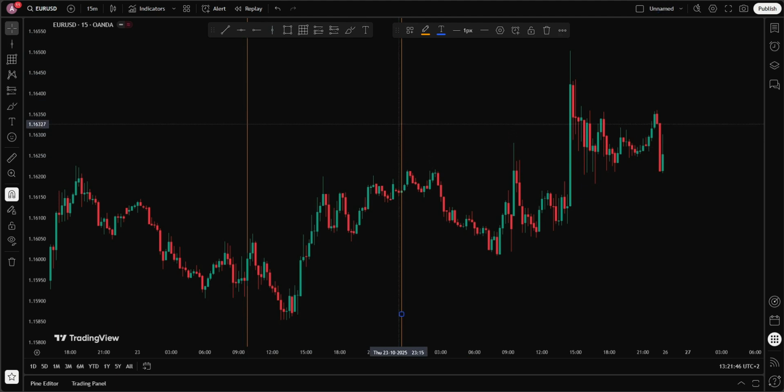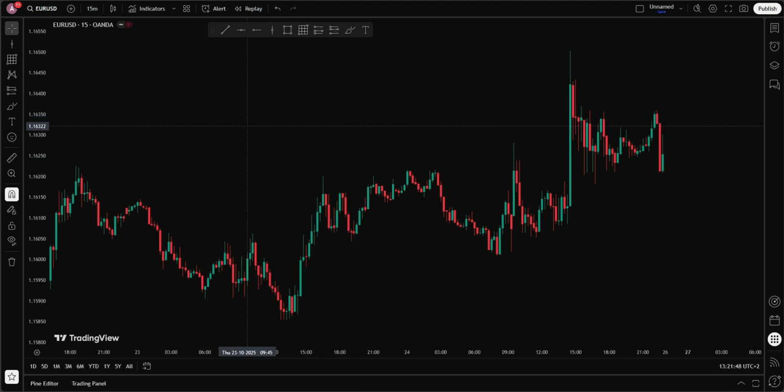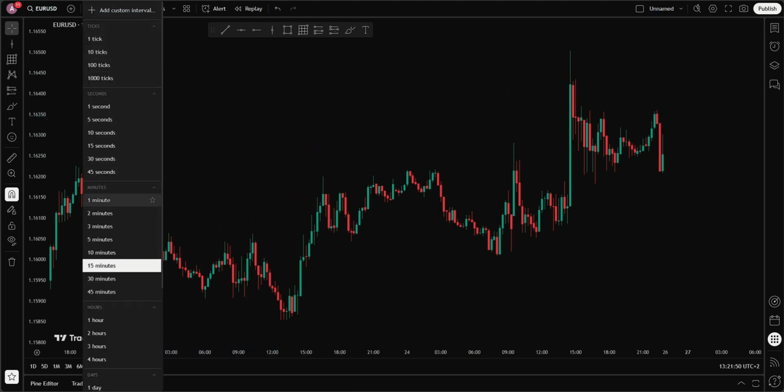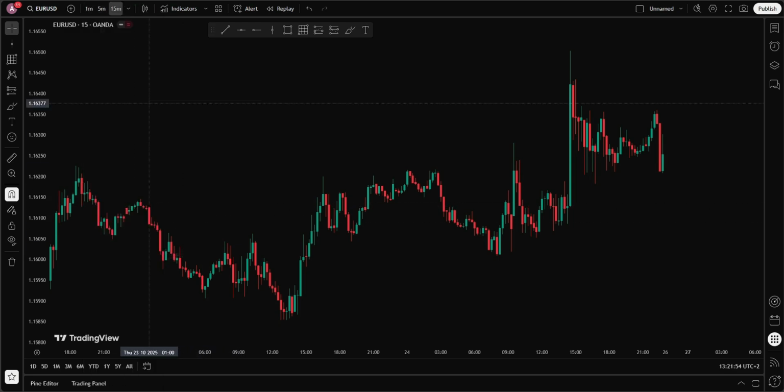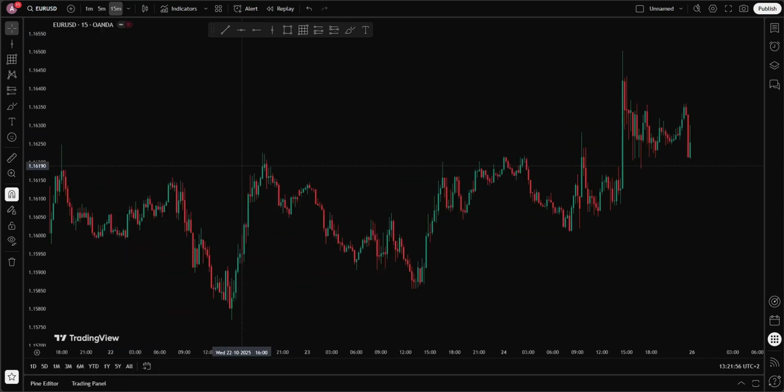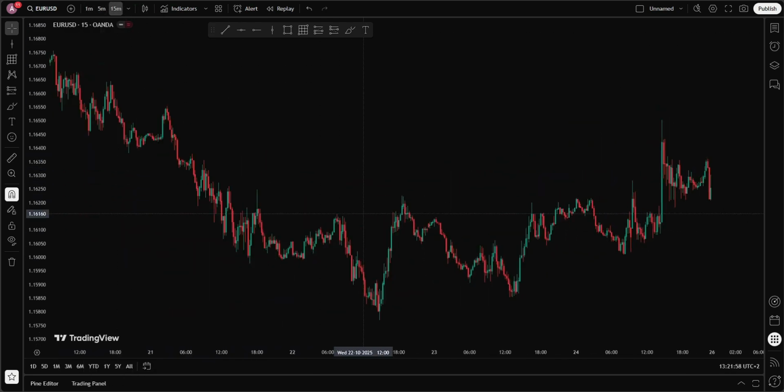Finally, let's talk about time frames. We only need 3 time frames for this course, so make sure to add them to your favorites like this. That's all for this setup. In the next part, we'll start using these tools inside the Smart Money strategy.